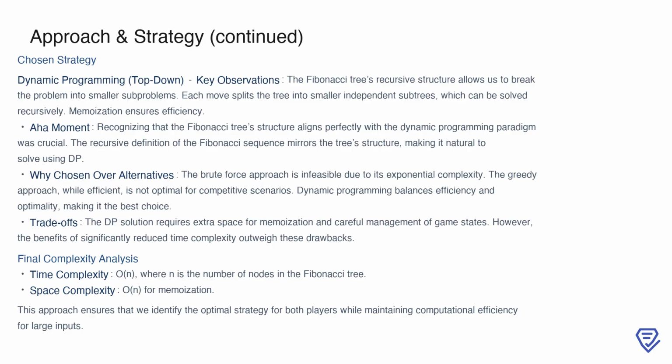The Fibonacci tree's recursive structure lends itself naturally to breaking the problem into smaller subproblems, which can then be solved efficiently using memoization. Each move splits the tree into smaller independent subtrees, making it possible to calculate the optimal score for each state recursively. The key insight here is that the recursive definition of Fibonacci numbers aligns perfectly with the dynamic programming paradigm. This realization allowed us to design a solution that is both efficient and optimal.